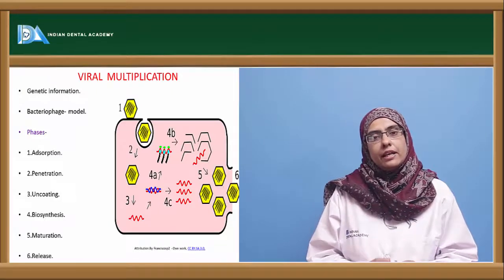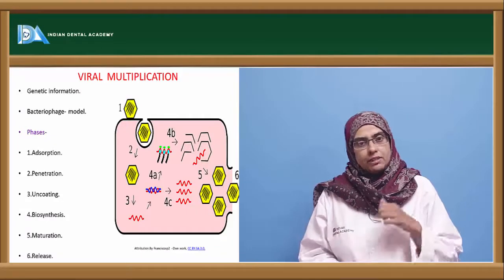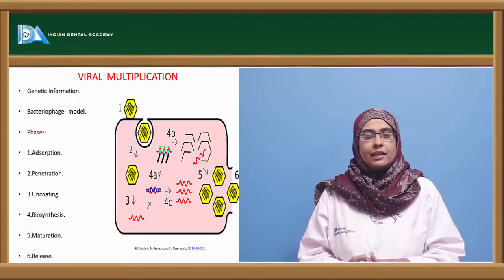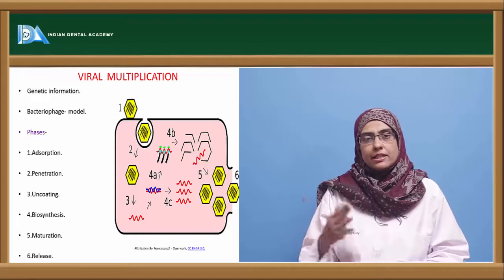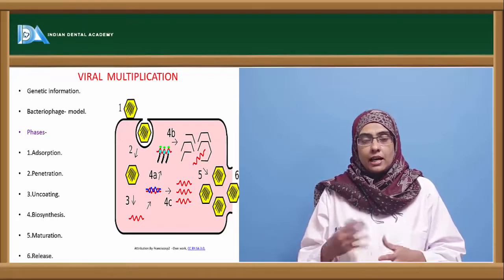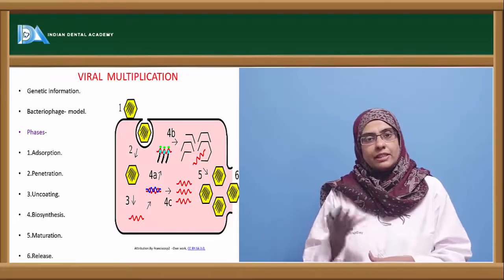Either it can be a DNA or the RNA. So DNA can be a single stranded DNA or a double stranded DNA, and RNA can be either a single stranded RNA or a double stranded RNA. So based upon that, we will classify the viruses later on.